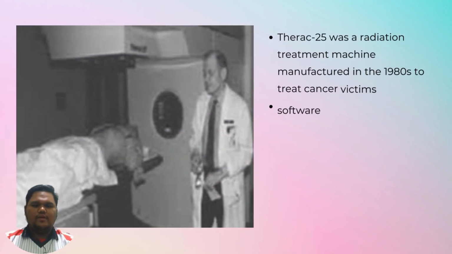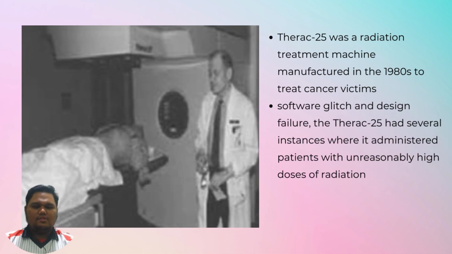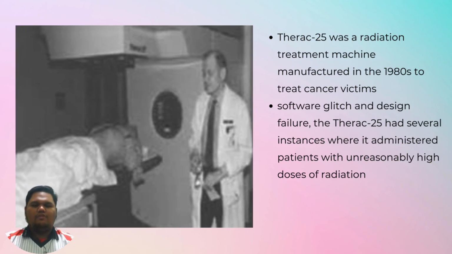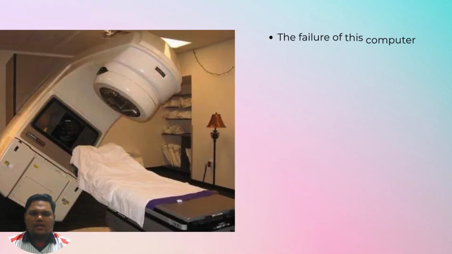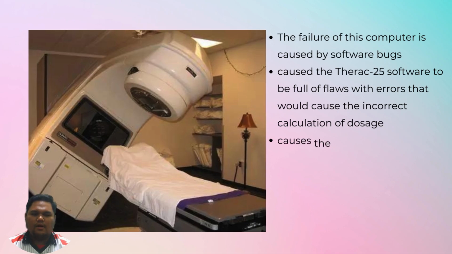Therac-25 was a radiation treatment machine manufactured in the 1980s to treat cancer victims. However, this machine had a software glitch and design failure. The Therac-25 has several instances where it administered patients with unreasonably high doses of radiation. The failure of this computer is caused by a software bug.